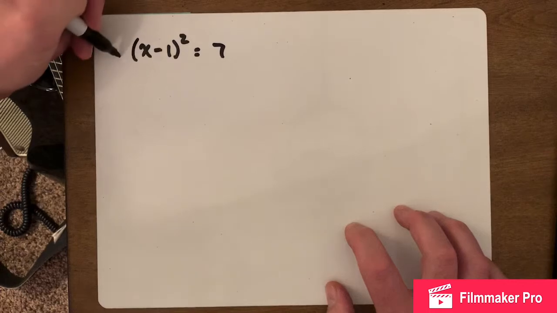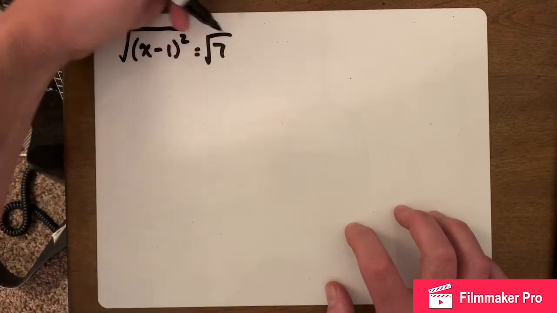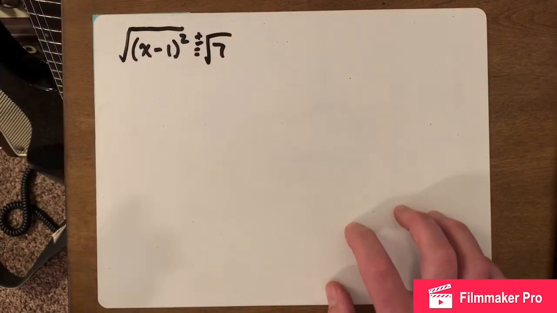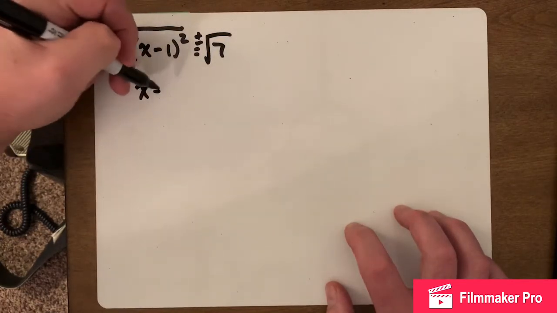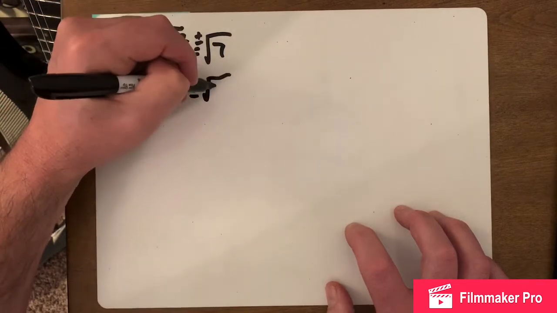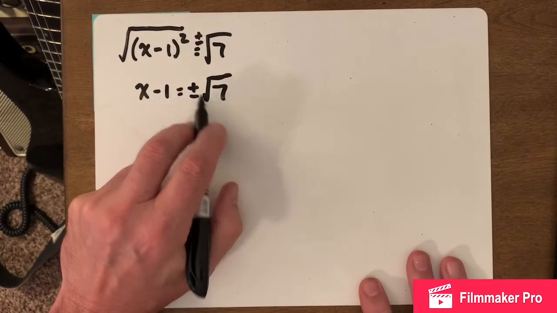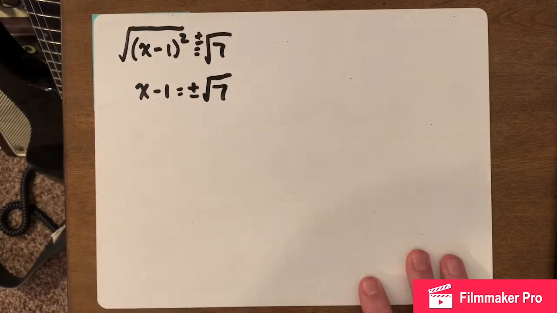I just go ahead and apply my square root property. Both sides, plus minus, don't forget it. The x minus 1 comes out, and that equals plus or minus the square root of 7. And by the way, you can't simplify the square root of 7. If you could, then you would want to simplify that square root. But this time, we really can't.